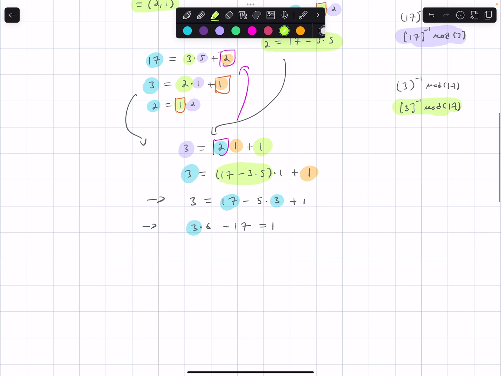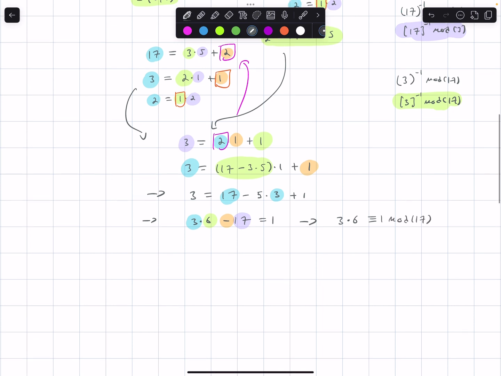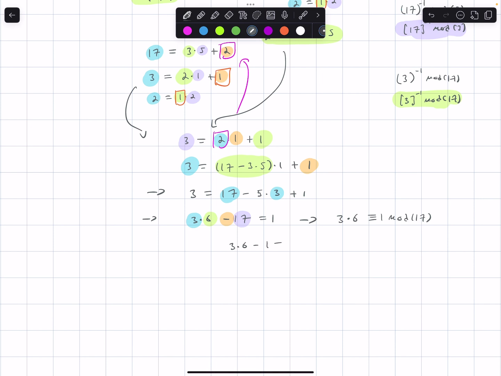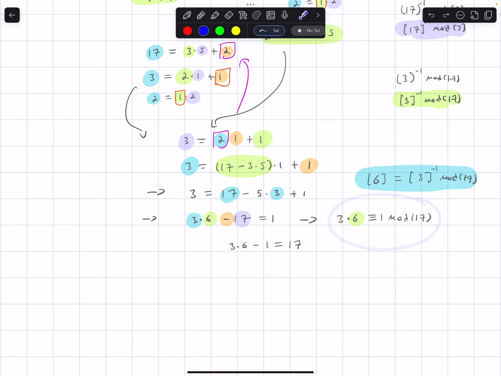So what do we have here? We have 3 times some number 6 minus 1 times 17 is equal to 1. But what is this telling us? This is telling us that 3 times 6 is congruent to 1 mod 17, right? So we can rearrange this. We can say 3 times 6 minus 1 is equal to 17. So 6, or the class of 6, is the class of 3 inverse mod 17. See, what the longer, more computationally involved, I want to say is a nice word, version of the Euclidean algorithm did for us, it allowed us to find the inverse of 3 mod 17.